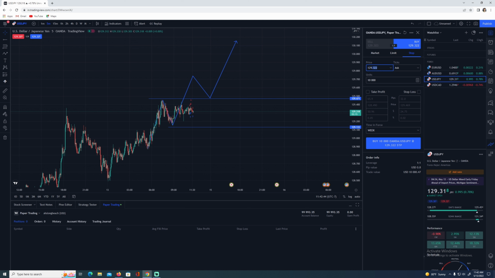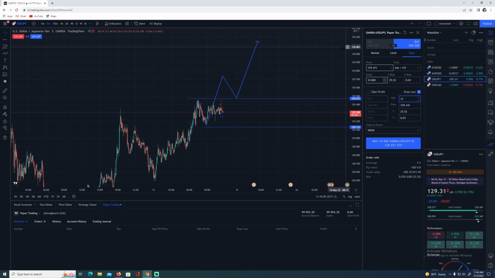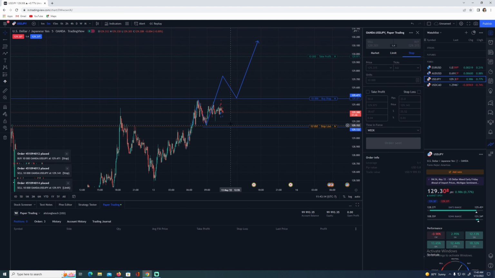I want my order to be at 129.471, for 10,000 units. My stop loss, I want it to be 32 pips, or it was 33, right? And let's say I want my take profit to be, let's make it 50 pips, right? I want to place that order, and boom.